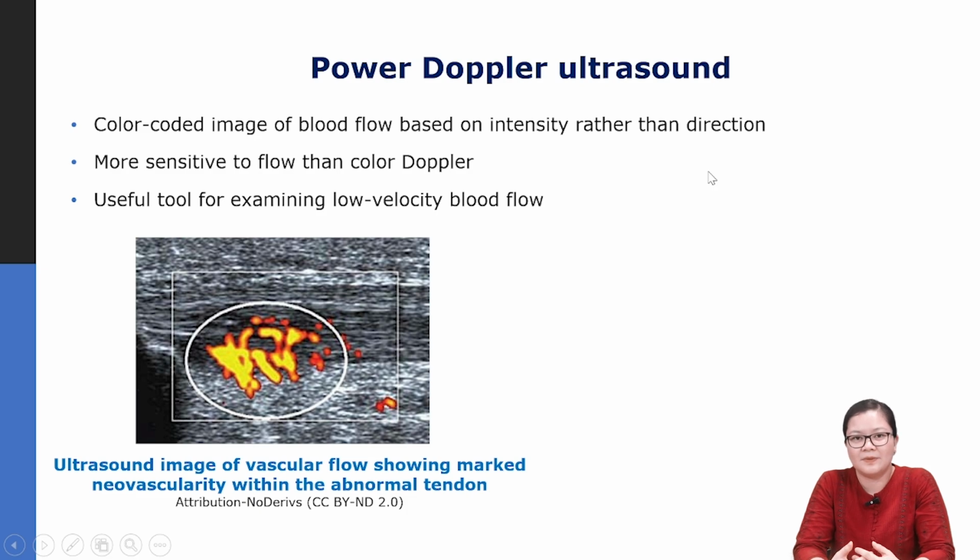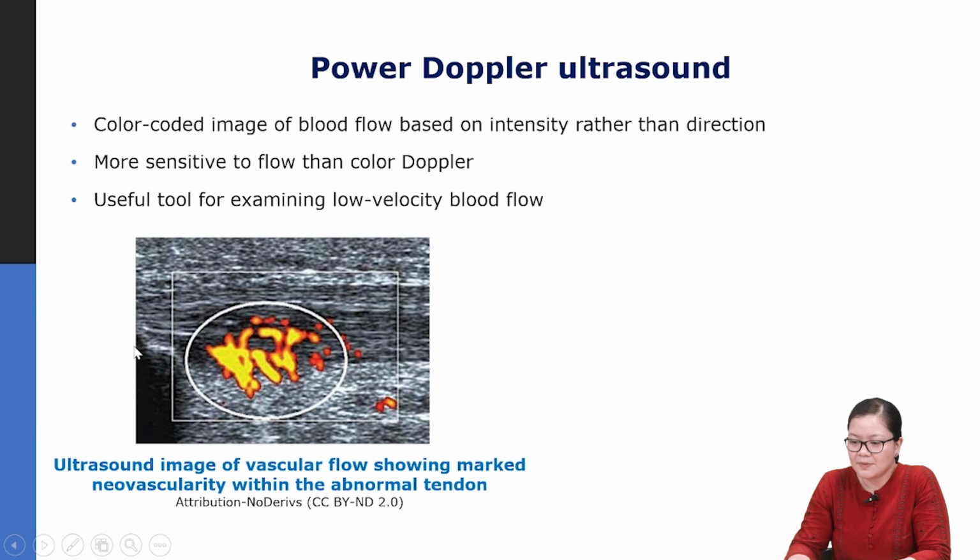Now that's for color Doppler, and now I'll explain what power Doppler is. It is a color-coded image of blood flow based on intensity rather than direction. If you recall, color Doppler can map the velocity as well as the direction of blood flow. For power Doppler, what it maps is the intensity of that blood flow, or the energy that's coming out from that Doppler signal. It's considered more sensitive to flow than color Doppler, and it's also a useful tool for examining low blood flow velocity.